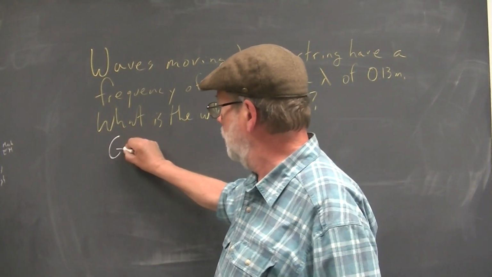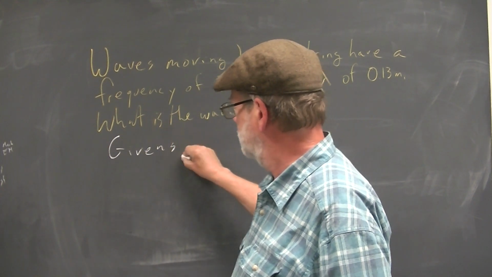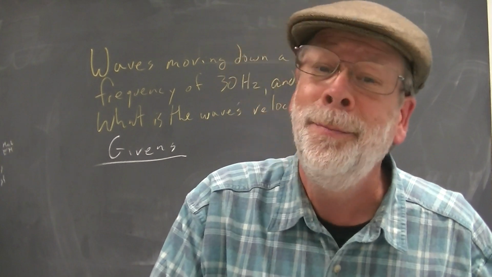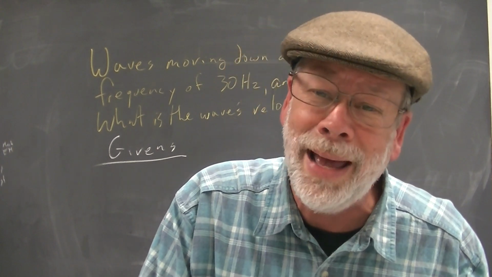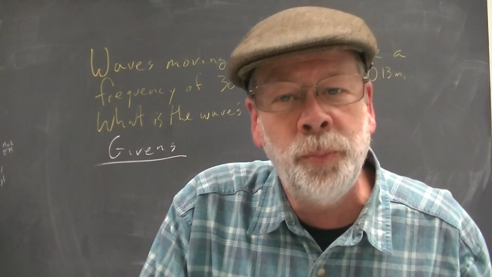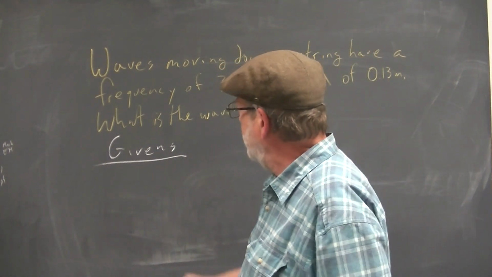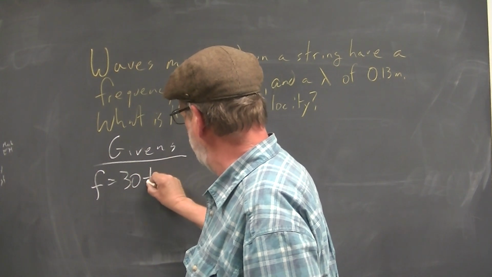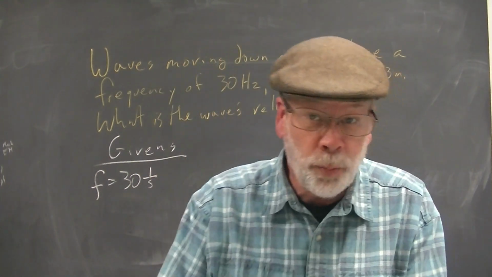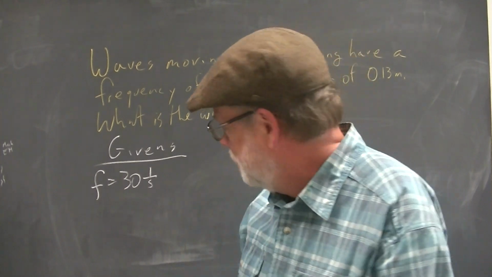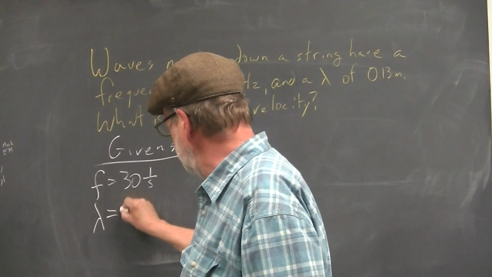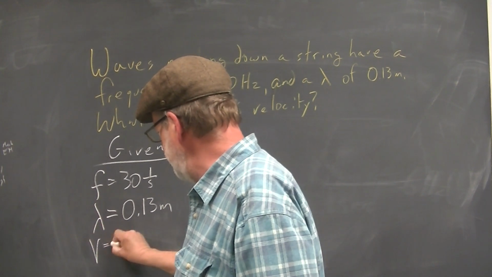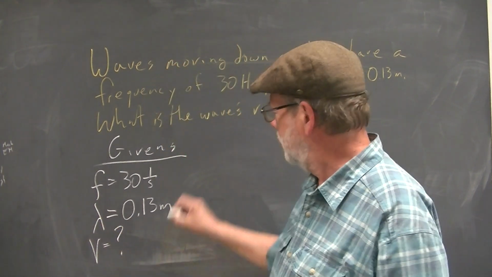So, as always, givens, write it out, capital G, underline it. You're going to college soon. Make sure you're doing this the proper way. It will, believe it or not, impress people. Okay? Givens, f equals 31 over seconds. You might as well put it in the correct units right away. Wavelength equals 0.13 meters. v equals question mark.